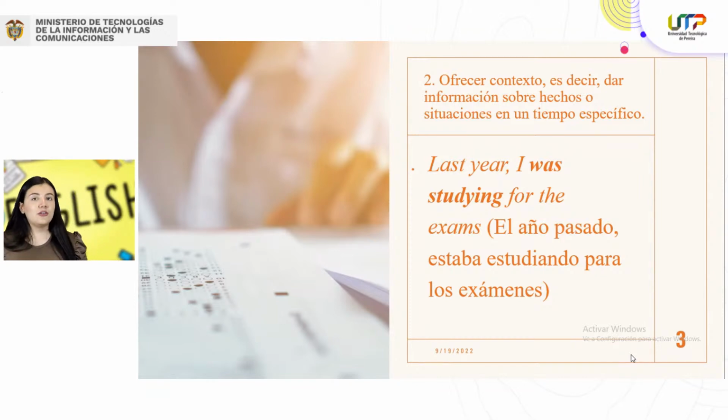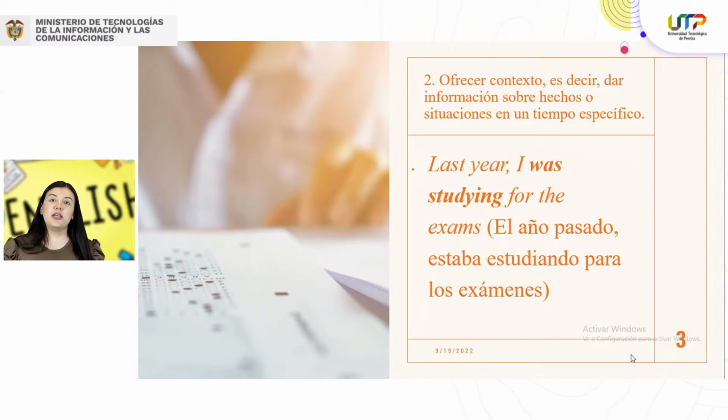También puedo usar pasado continuo para ofrecer un contexto o dar información mejor sobre hechos o situaciones en un tiempo específico. Por ejemplo, si yo voy a hablar del año pasado y puedo entrar en detalles de qué fue lo que hice el año pasado y voy a dar un contexto, pues puedo usar pasado continuo para decir, por ejemplo, que el año pasado yo estaba estudiando para los exámenes finales, por ejemplo. Entonces estoy dando un contexto de qué estaba haciendo el año pasado. En ese caso, puedo usar también past continuous.